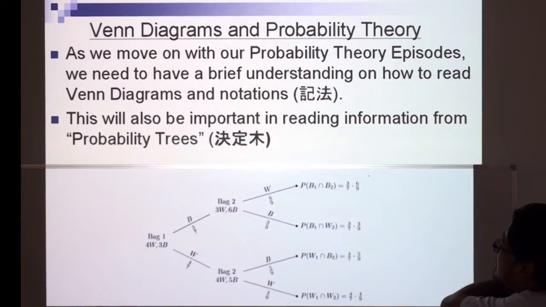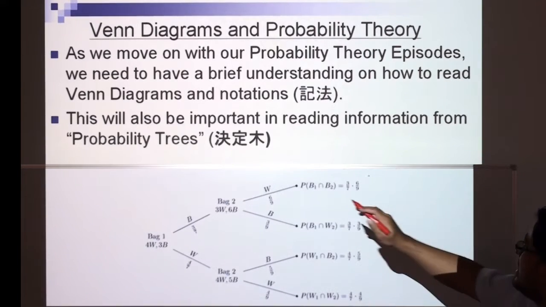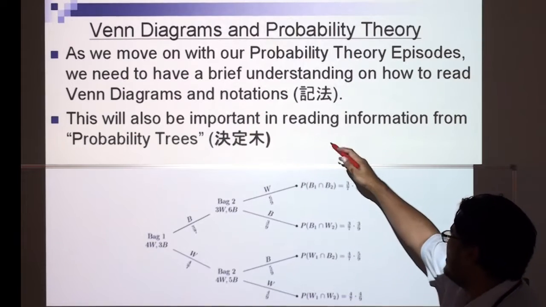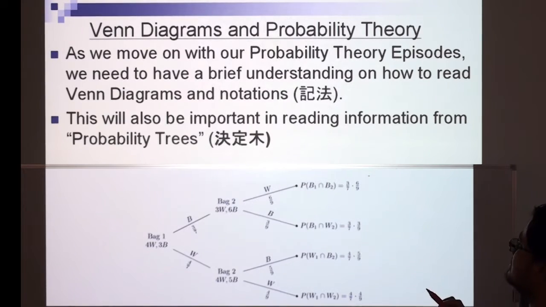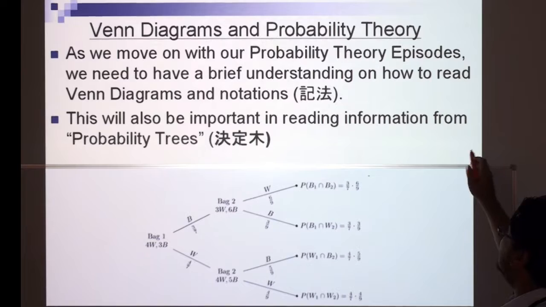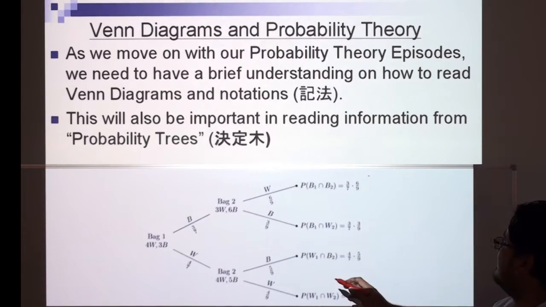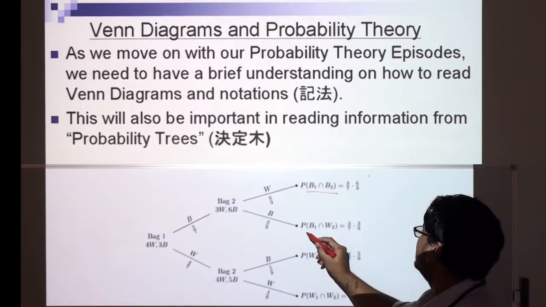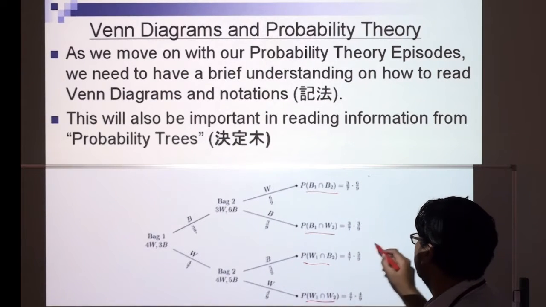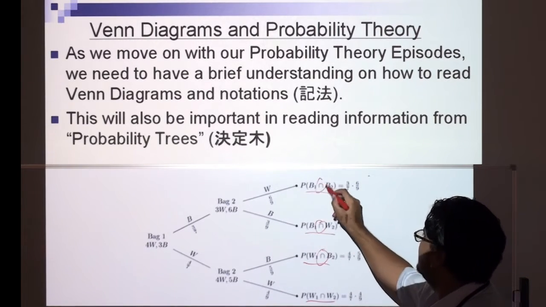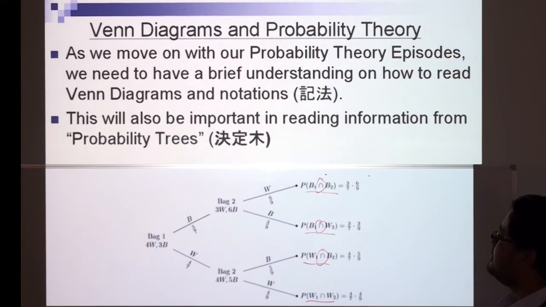As we move on with our probability theory episodes, we need to have a brief understanding of how to read Venn diagrams and the notations for Venn diagrams. This will also be important in reading information from probability trees. Okay, here's an example, and we have some of the notations used in Venn diagrams, these kinds of signs. Okay, let's move on.